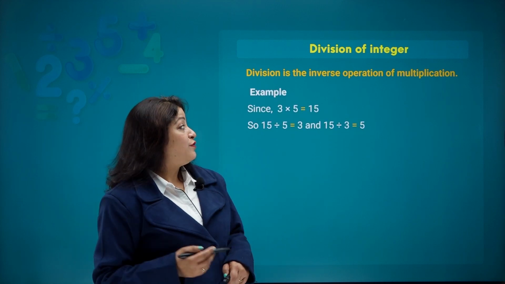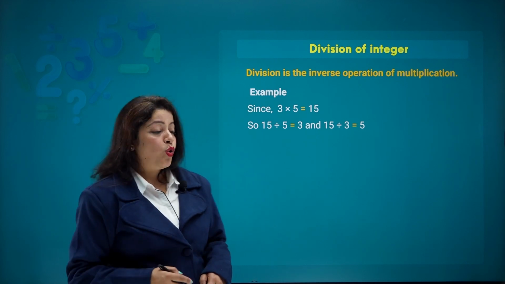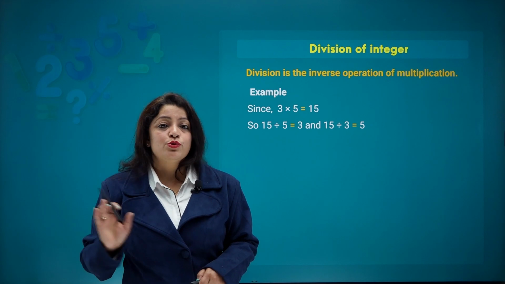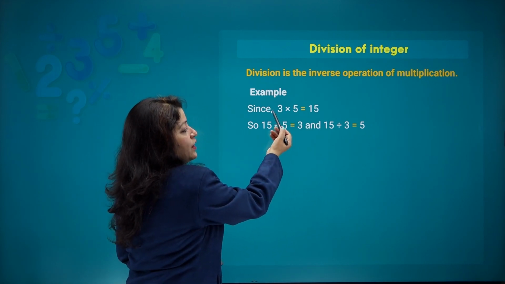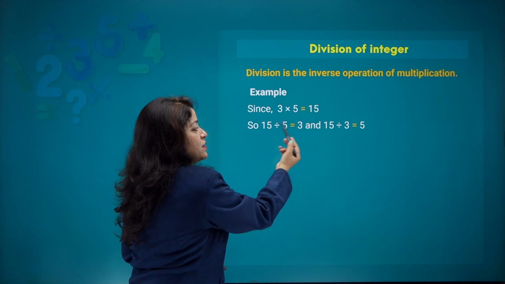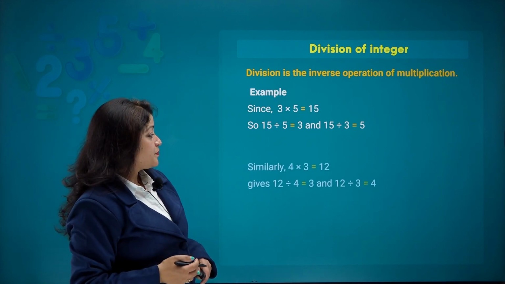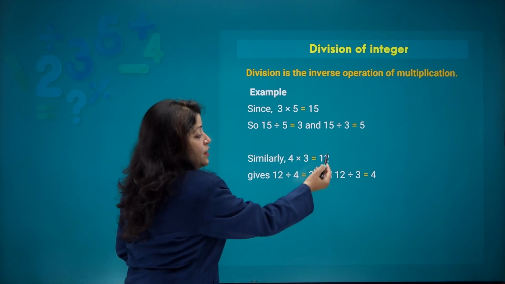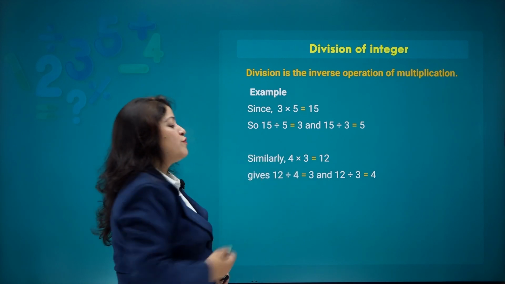Just see, if there is an example, 3 multiplied by 5 is 15. So we say that 3 times 5 is 15, that means the product of these two is 15. Also, we can relate that 15, if it is divided by 3, then the result is 5. And if I divide 15 by 5, the result will be 3. That's true. One more example is 4 times 3 is 12. The statement gives 12 divided by 4 is 3, and 12 divided by 3, you will get 4.